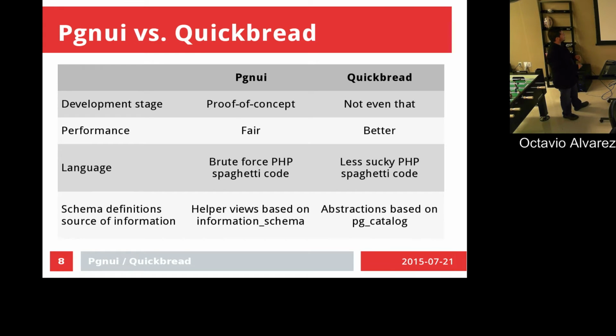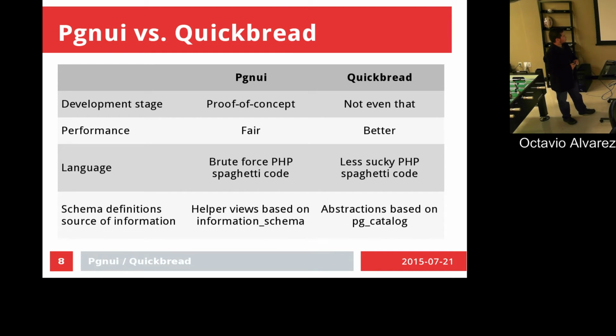Now the differences between the two. Well, this I already mentioned. I'm presenting this as a proof of concept. Quickbread is not even at that level. Pgnui repeats some requests to the database to get the data schema each time the user hits F5 or clicks into a table. It tries to connect again, get the database name again, and get the table layout again, the columns, the privileges. Quickbread does this a little bit better in fewer round trips, so performance is a little bit better.